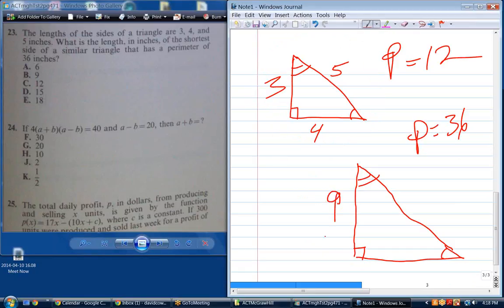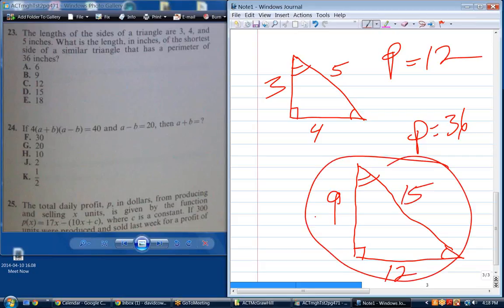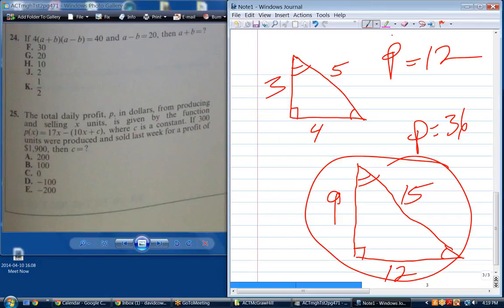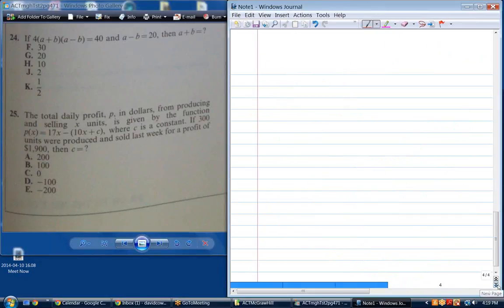So that's 9. What's this side down here? What's this side? 15. Add those up, you get 36. And it's still a 3, 4, 5 triangle. It's just a multiple of a 3, 4, 5 triangle. Okay. It's a little different. Medium difficulty, maybe. I don't know that I would say this is hard yet.